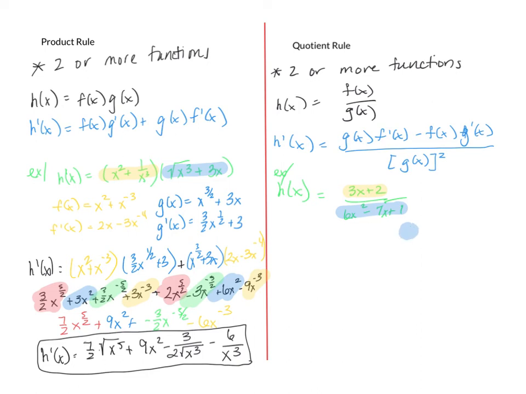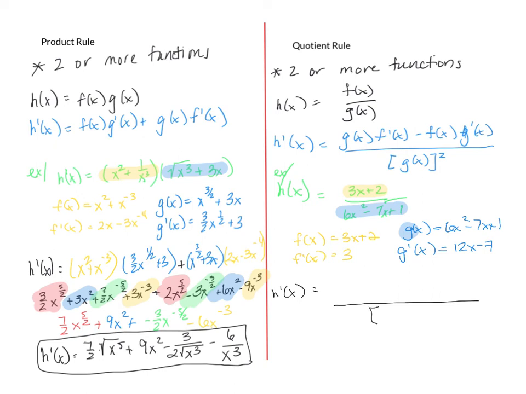So my g of x is 6x squared minus 7x plus 1, and my g prime of x is 12x minus 7, and my f of x is 3x plus 2, and my f prime of x is 3. So let's go ahead and put together my derivative. And remember, this is a quotient, and so order is going to matter. And we're going to need to make sure we're very cautious with how we go about this situation.